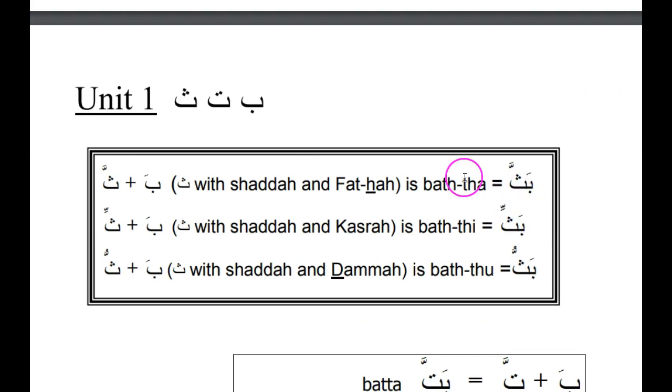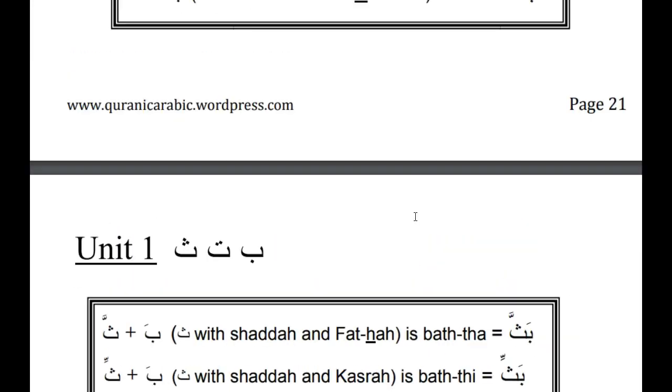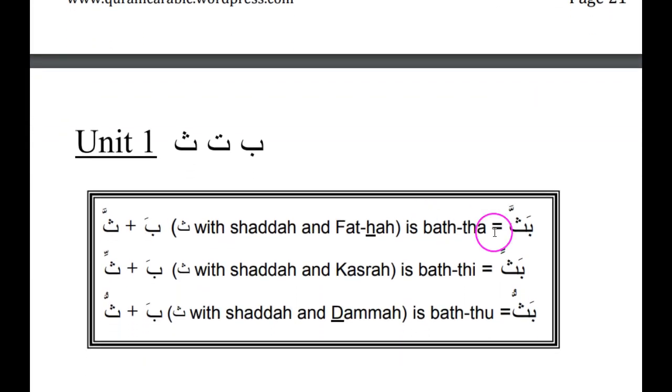So let's read it now. That was with ta. Now let's read with tha. Batha. Bathi. Bathu. The same system. We just take two thas, the first one with sukun, the second one with the vowel, and then we join them. Batha, bathi, and bathu.